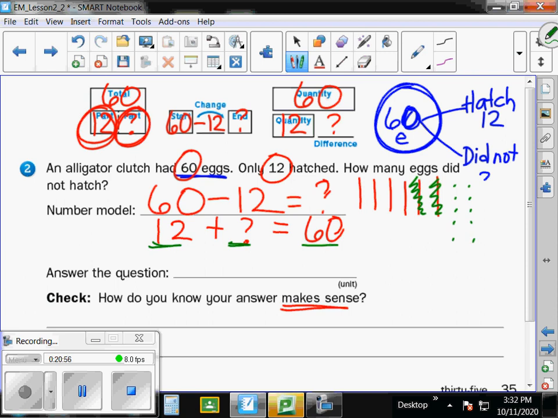That's called borrowing, by the way, and tell your parents, never fear, we're going to get to the old-fashioned way of subtracting this year too. We're going to make them very, very happy parents. But for now, base 10 blocks will work for us.